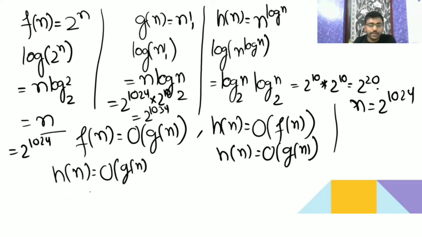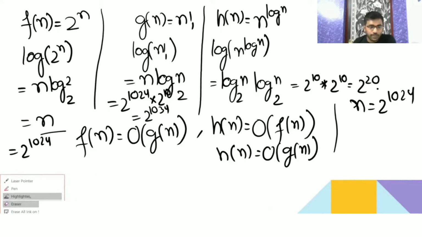Oh, that I have already written. Okay, let me erase that. One minute. So Fn I have considered with Gn. Now Fn with Hn also I have done. Now Gn and Hn also we have done. So Hn and Fn, yeah. Now see the options and try to eliminate.